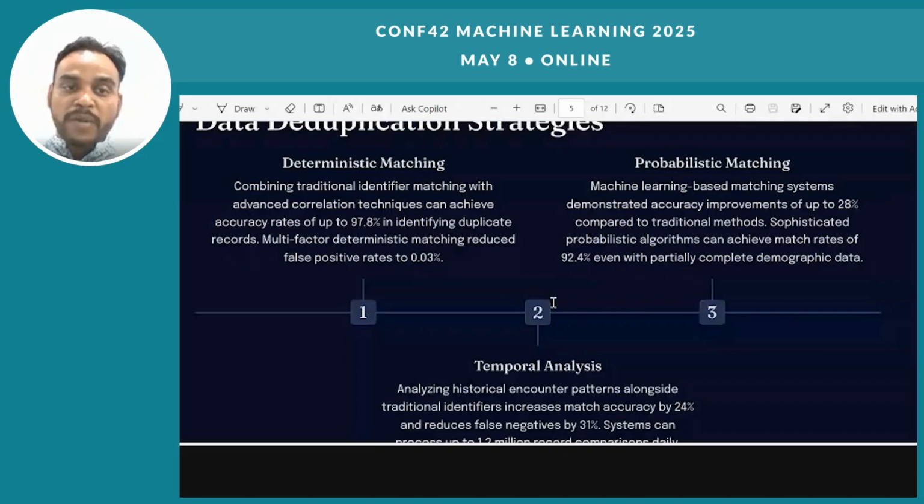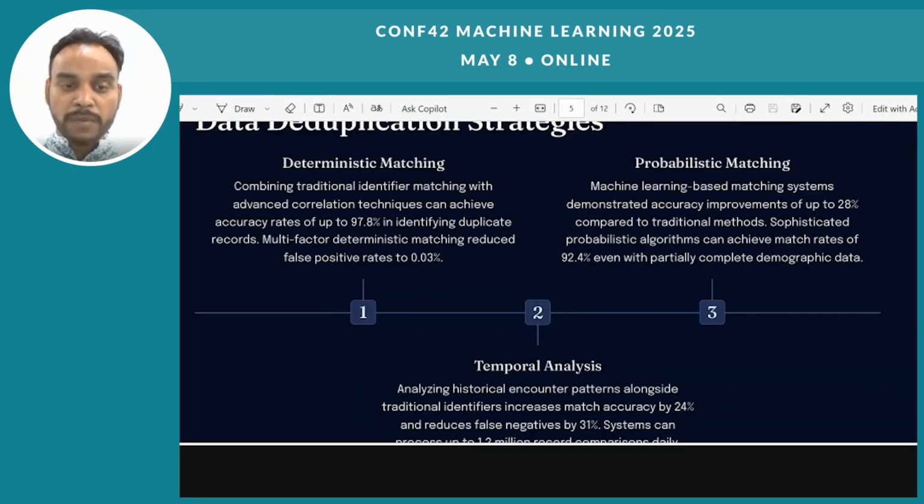Once we talk about probabilistic matching implementation, advanced probabilistic matching techniques have emerged as a crucial component in modern healthcare data management. Analysis of machine learning based systems has demonstrated accuracy improvement of up to 28% compared to traditional deterministic methods, particularly when dealing with incomplete or inconsistent data. Research across multiple healthcare networks has shown that sophisticated probabilistic algorithms can achieve a match rate of 92.4% even with partially complete demographic data.